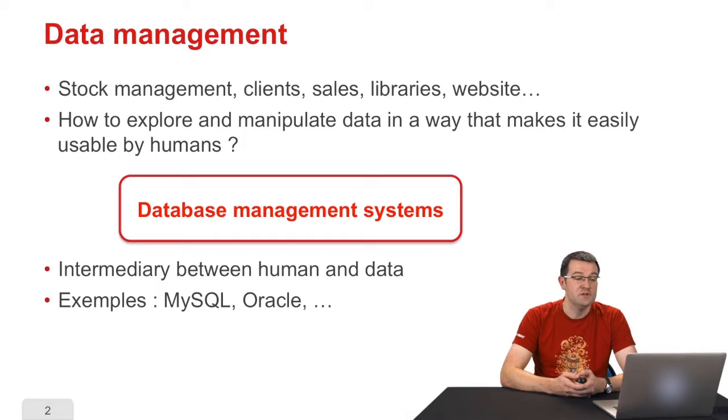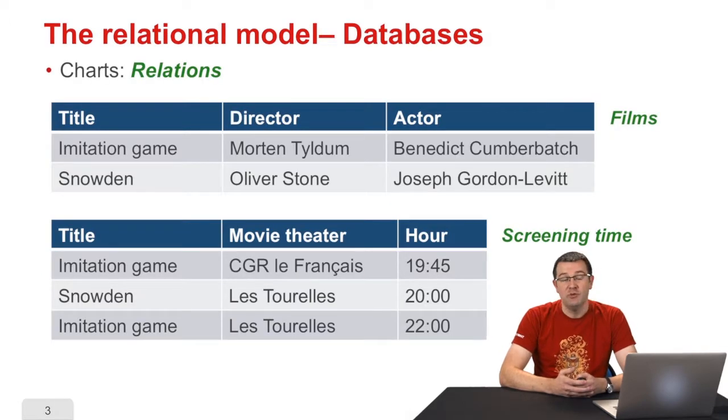There are software called database management systems, which are mediators between humans and data as it is stored in the computer. An example of a system is MySQL. Databases are often manipulated by the model called the relational model. In the relational model, there is an important principle. It is called relations, which are charts filled with data we want to manipulate.